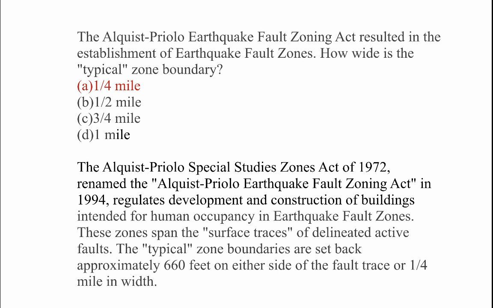The Alquist-Priolo Special Studies Zone Act of 1972, renamed the Alquist-Priolo Earthquake Fault Zoning Act in 1994, regulates development and construction of buildings intended for human occupancy in earthquake fault zones. The typical zone boundaries are set back approximately 660 feet on either side of the fault trace, or 1/4 mile in width. Easy way to remember the Alquist-Priolo Act is for earthquakes, just remember the cues: Alquist earthquake, Alquist earthquake.